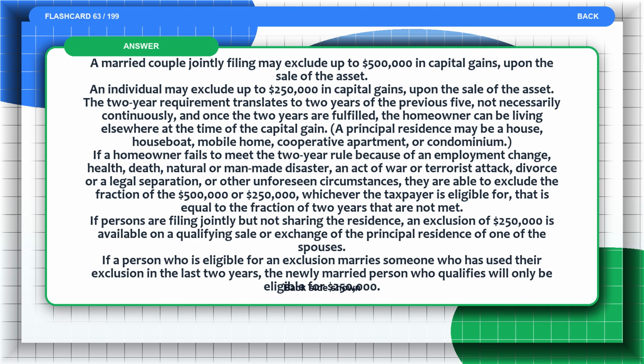If persons are filing jointly but not sharing the residence, an exclusion of $250,000 is available on a qualifying sale or exchange of the principal residence of one of the spouses. If a person who is eligible for an exclusion marries someone who has used their exclusion in the last 2 years, the newly married person who qualifies will only be eligible for $250,000.